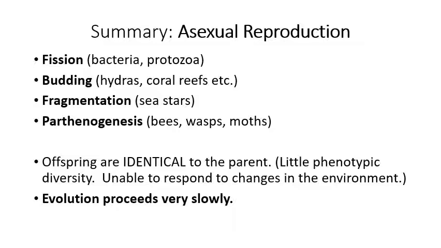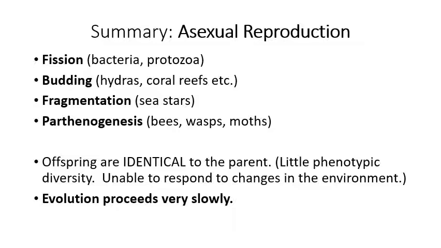So the queen bee gives birth to both fertilized and unfertilized eggs. Both the fertilized and the unfertilized eggs develop into adults. It's just that the males are haploid, so only the males are an example of parthenogenesis. And bees, wasps, and moths generally are practicing both sexual and asexual reproduction at the same time.